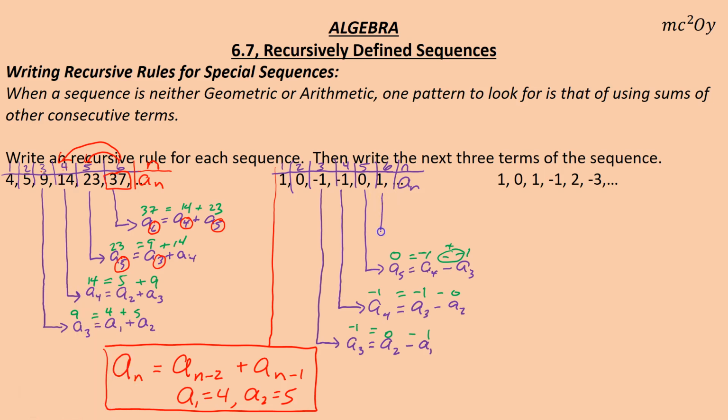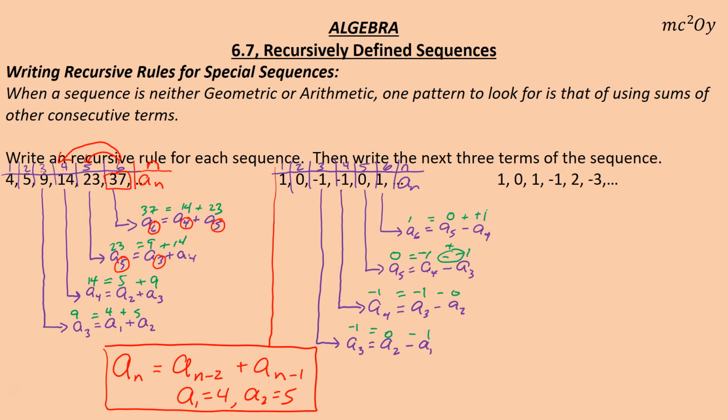Okay, so we try the last one. a sub 6 is equal to the term behind it, the fifth term, minus the fourth term. Okay, and double checking it. Again, the sixth term is 1. That's equal to the fifth term, which is 0, minus the fourth term, which is negative 1. 0 minus negative 1, those become plus, which is 1, and it works out.